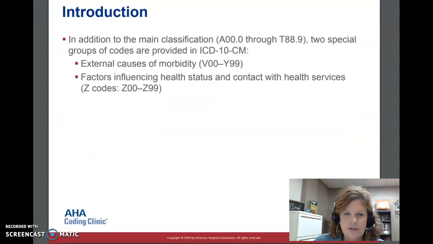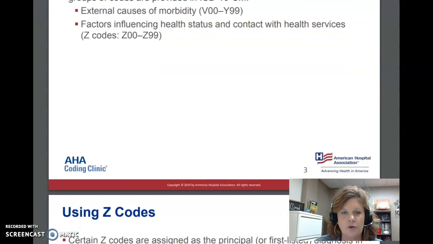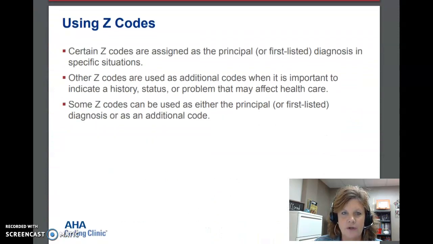So let's just go over what you should know for this unit. A couple of different things: external causes, which are going to be the V codes through the Y codes. We have factors influencing the health status and contact with health services. So these are going to be our Z codes. You will utilize Z codes a lot throughout every chapter. So that's why it's important we start off with these chapters.